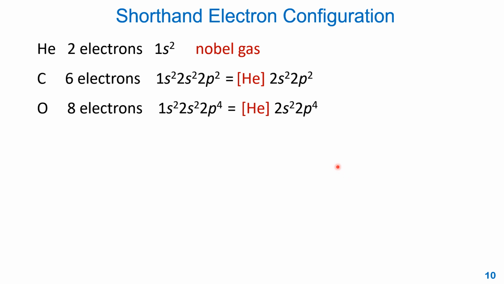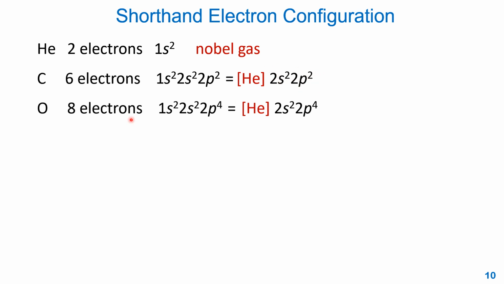There's a way to write a shorthand. It's called the noble gas shorthand configuration. So for example, we know helium, there are 2 electrons. So helium's electron configuration is 1s2. That's it. It's a noble gas. And so if you have carbon, there are 6 electrons. The electron configuration, right, 1s2, 2s2, 2p2. We can use helium as a symbol to represent what are called inside or core electrons. And the second shell's electrons will still be shown here.